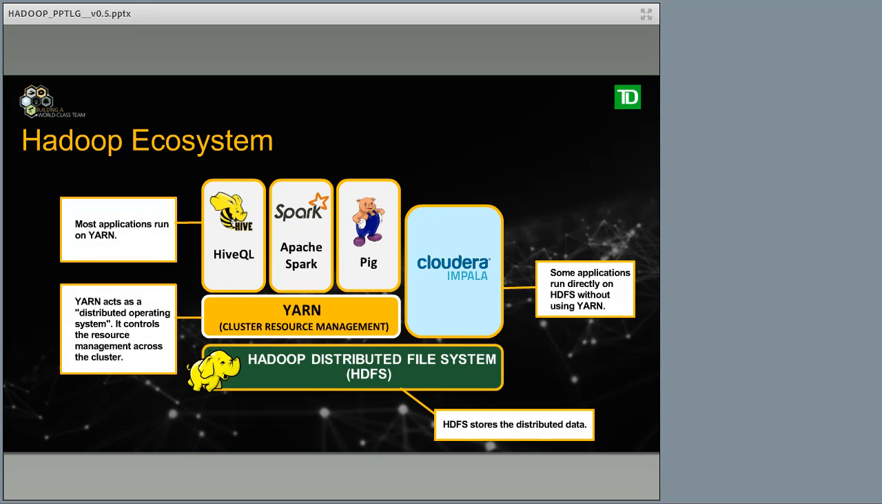The Hadoop ecosystem. Many of the applications in the Hadoop ecosystem run on Yarn, which stands for Yet Another Resource Negotiator. Yarn acts as a distributed operating system. It controls the resource management across the cluster. Some applications run directly on HDFS without using Yarn, such as Cloudera Impala. All of the distributed data is stored within HDFS.